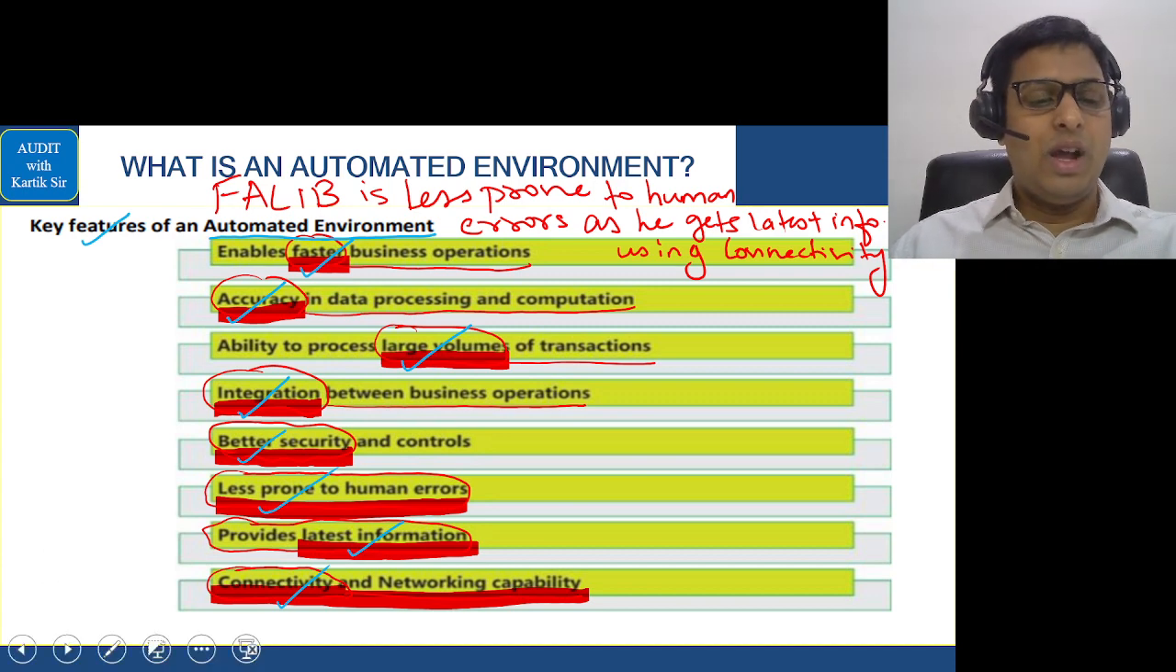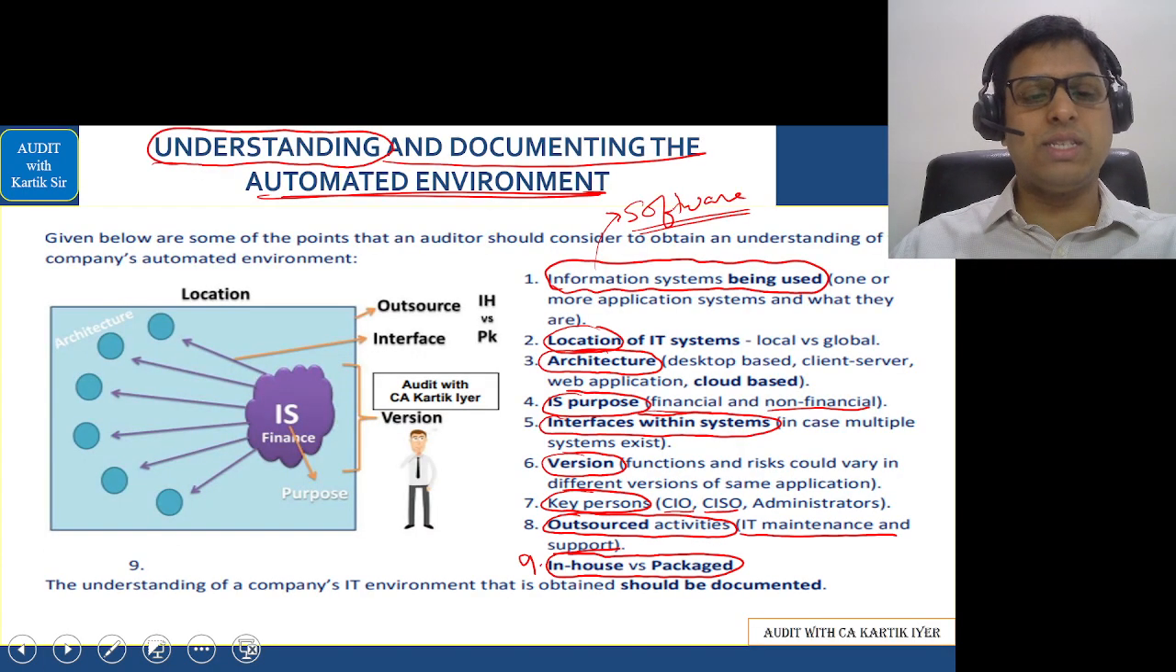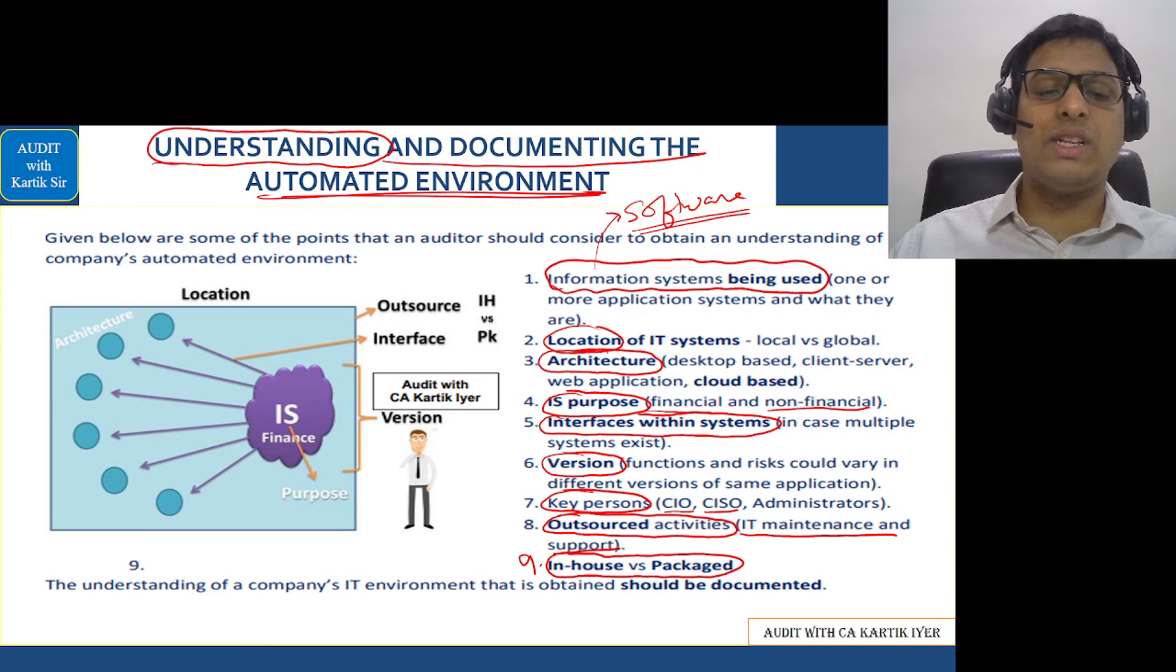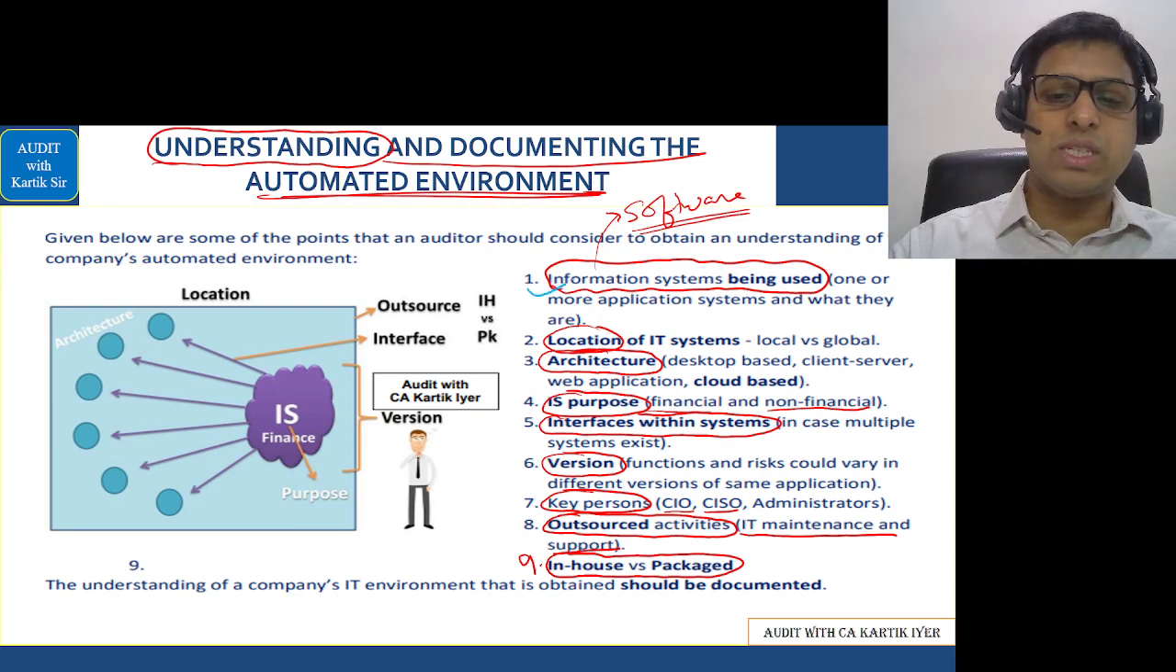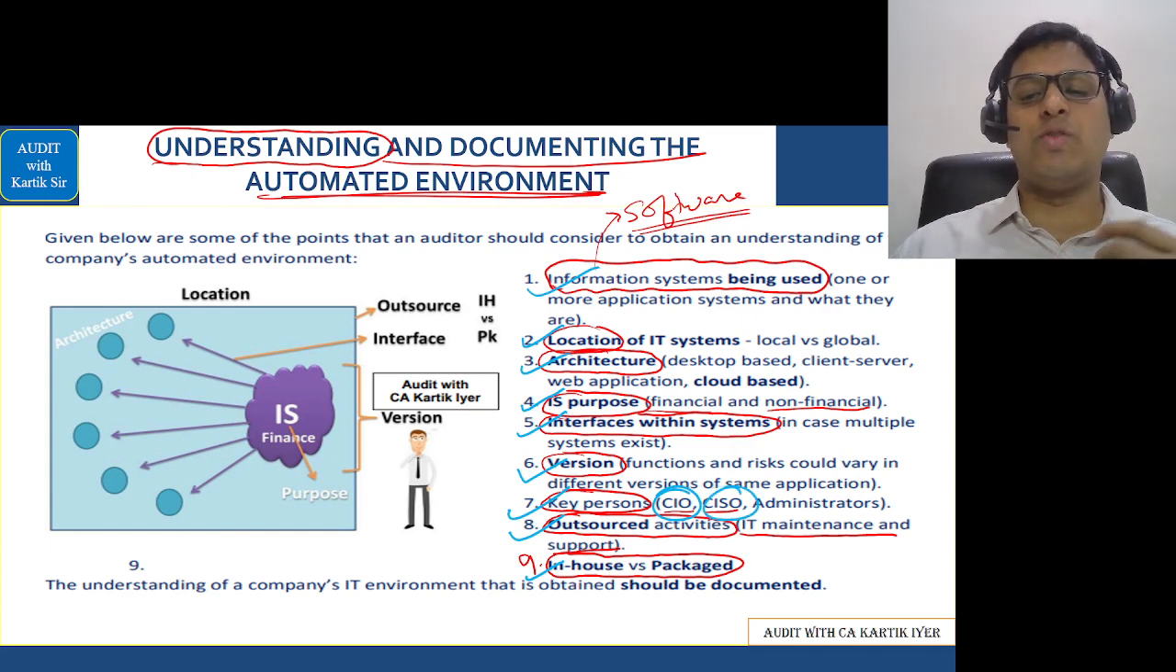Okay. Let's go further. Let's see this: understanding and documenting the automated environment. This we had seen in part one also. In that we had done something called 3 plus 3 plus 3, if you remember. In this the answer is there. So let's go for it. First is information system purpose, version. Then you have location, architecture, interface, in-house versus package, outsource, key persons, CIO, CISO. That is Chief Information Officer, Chief Information Security Officer.